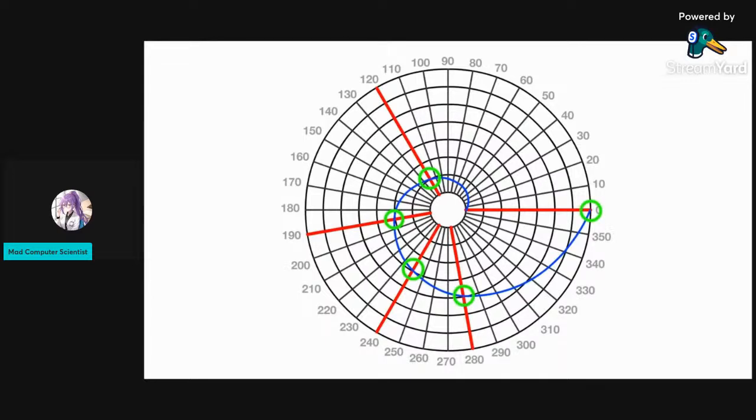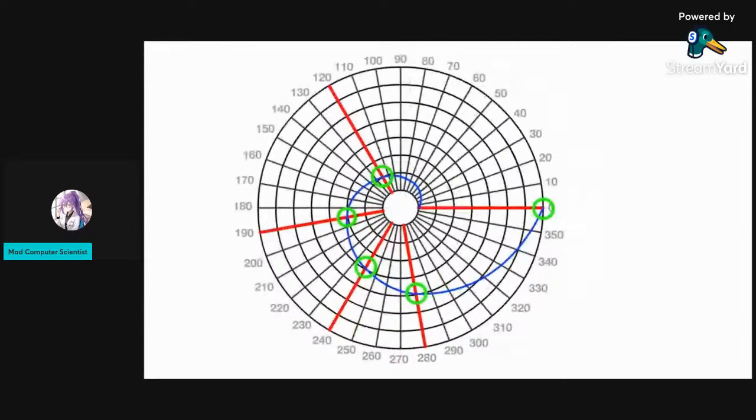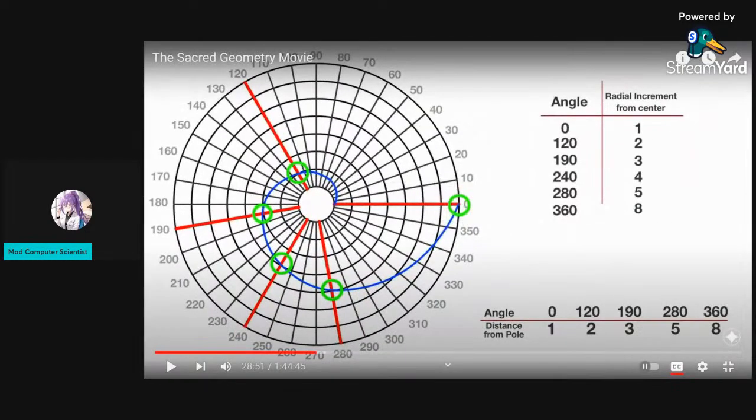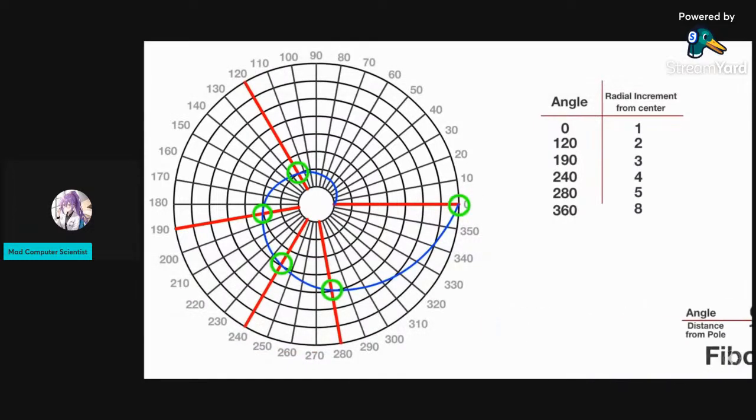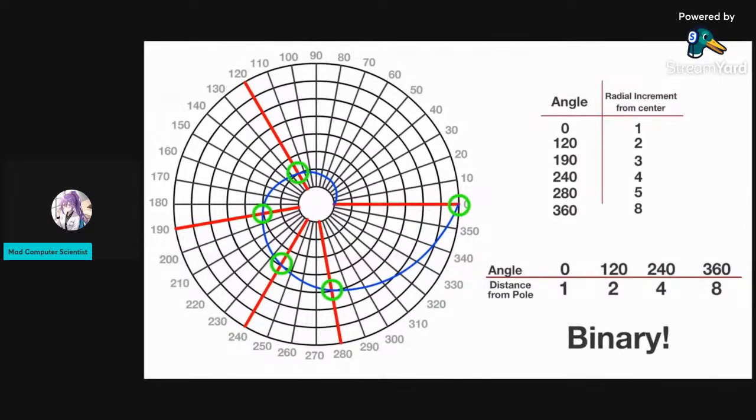What's interesting about this is that it creates both a binary and Fibonacci sequence. Looking at the radial increments from the center, exponential! You're going to give me a headache if you keep misusing that word. It crosses at 1, 2, 3, 5, and 8. Well, that's Fibonacci. But it also crosses at 2, 4, and 8. Well, that's a binary sequence.